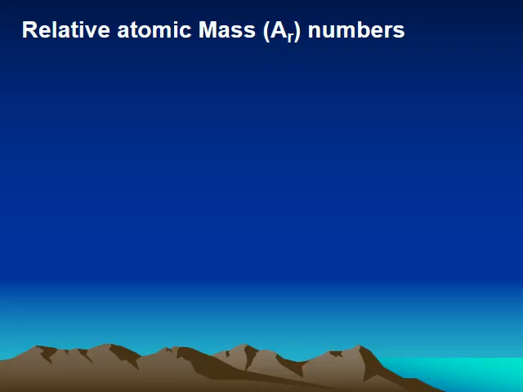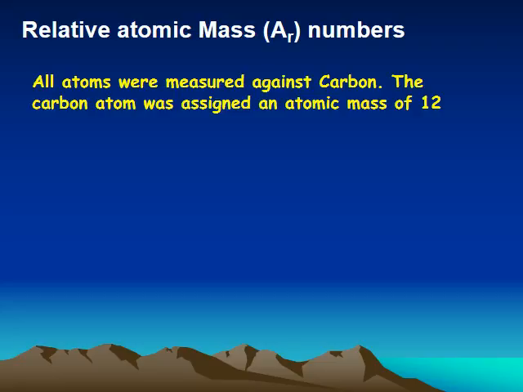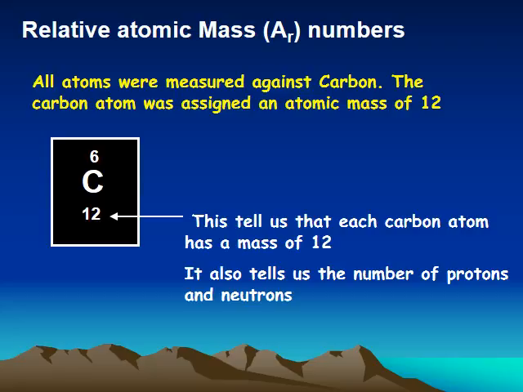So, what is a relative atomic mass number, which is the name of the topic today? Well, all atoms were measured against carbon, because carbon is the most common element on Earth. And the carbon atom was assigned the atomic mass of 12. If you look at the periodic table, the number 12, which you see, the nucleon number, says that each carbon atom has a mass of exactly 12 atomic mass units.